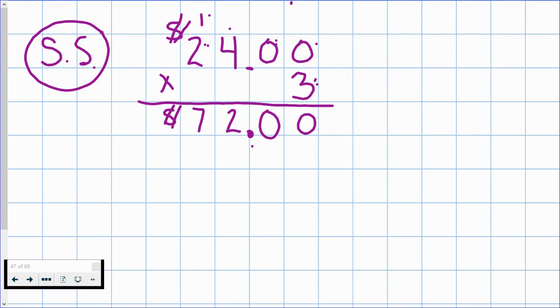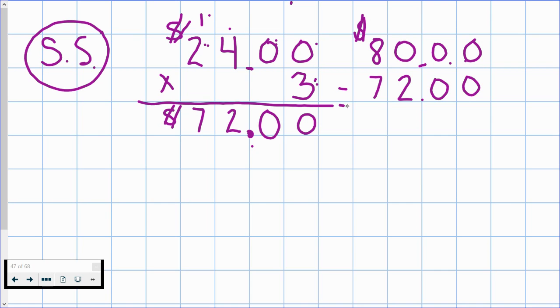Now, we know in the solve and share problem, the customer gave the cashier $80 total. So that's $80 and 0 cents. In order to answer the question of how much change the person would get back, we need to do some subtraction. So we need to subtract $72 from $80. Notice how grid paper is so helpful here and how important it is to stay organized.